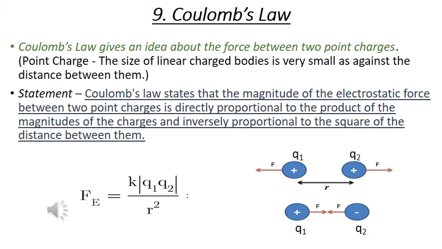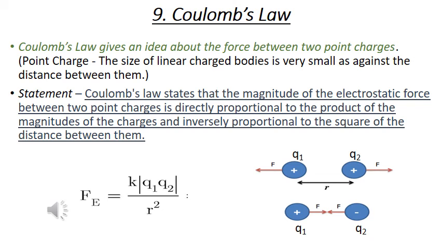The statement of Coulomb's law states that the magnitude of the electrostatic force between two point charges is directly proportional to the product of the magnitudes of the charges and inversely proportional to the square of the distance between them. That is, electrostatic force is directly proportional to the product of the two charges, Q1 and Q2, their magnitude only, and inversely proportional to the square of the distance between them, which is R.